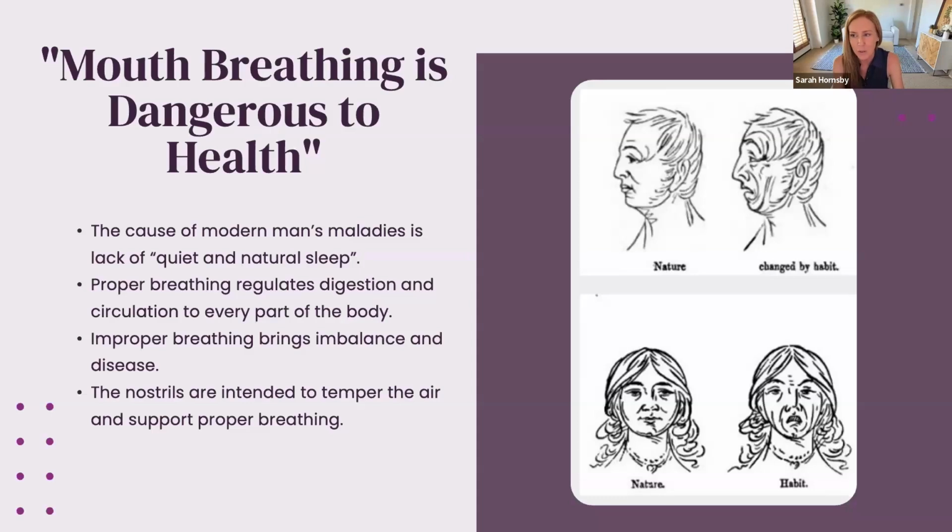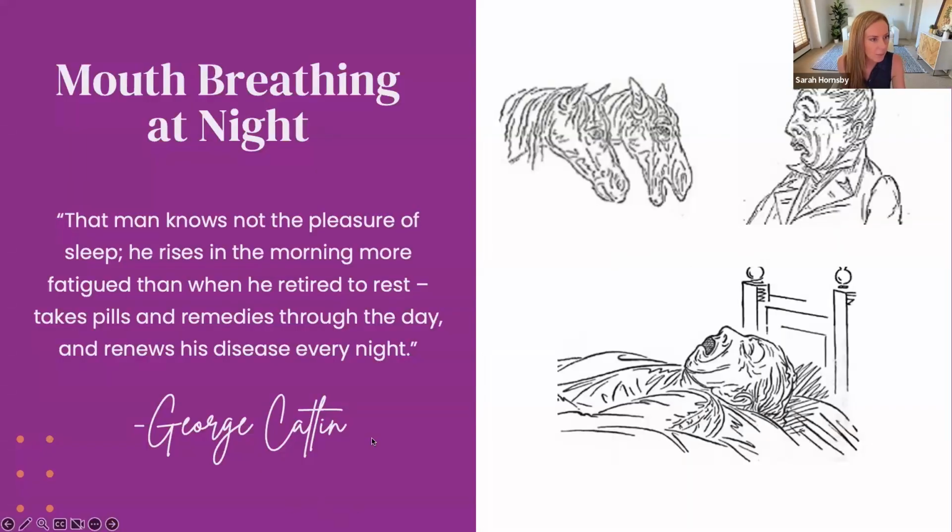Now, think about what we knew about health and the body in the 1800s. So, he actually made some really great observations. And I think what he was looking at was actually sleep apnea and snoring. And he didn't really realize what he was seeing, but he talks about mouth breathing at night. In general, he has this quote, that man knows not the pleasure of sleep. He rises in the morning more fatigued than when he retired to rest, takes pills and remedies through the day, and renews his disease every night. He has pictures there, and he said that only sick horses breathe through their mouth.